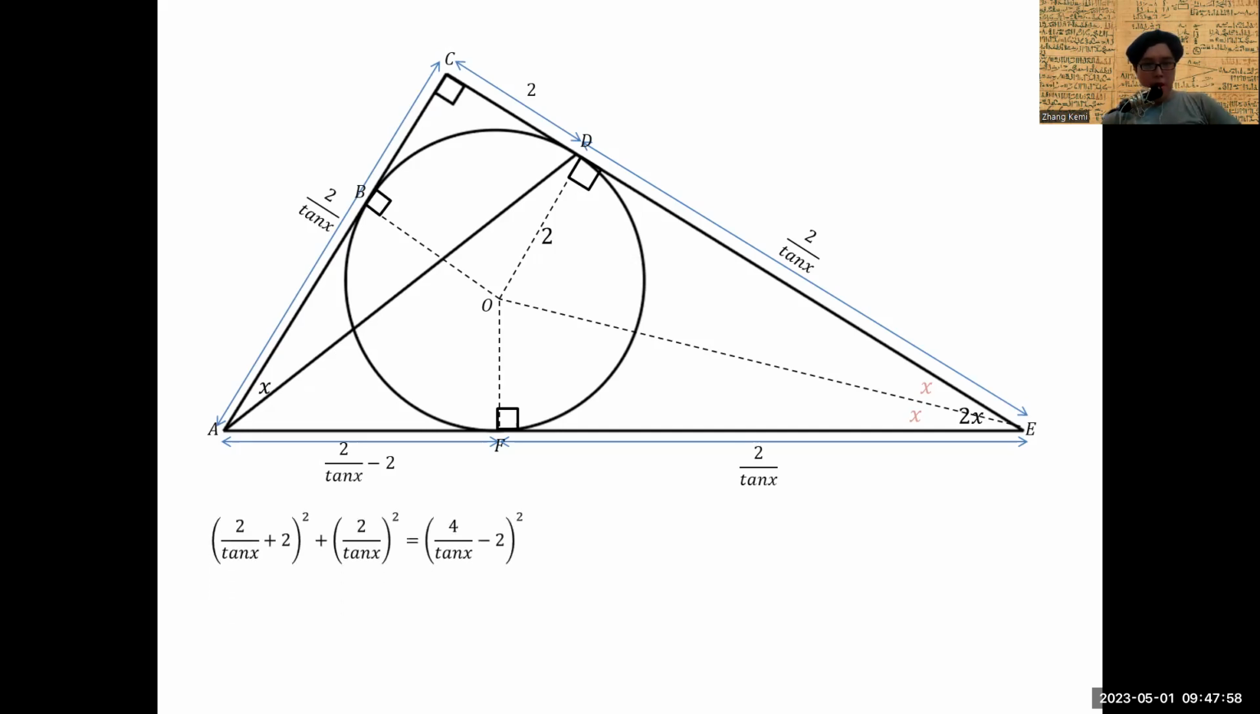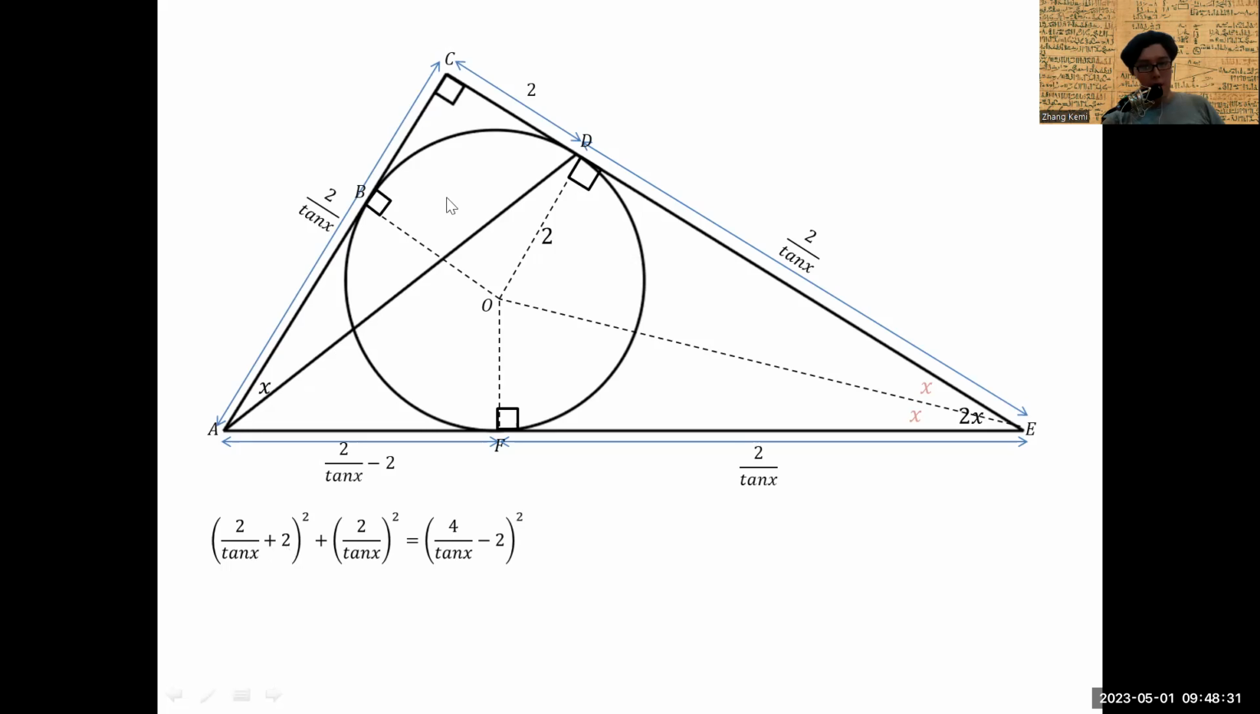So at this point, I can see that triangle ACE is a right triangle. And since it is a right triangle, I can apply the Pythagorean theorem. Basically, the square of the hypotenuse AE is equal to the sum of the squares of the legs, AC squared and CE squared. So we can see over here 2 cotangent x plus 2. Why is it 2 cotangent x plus 2?